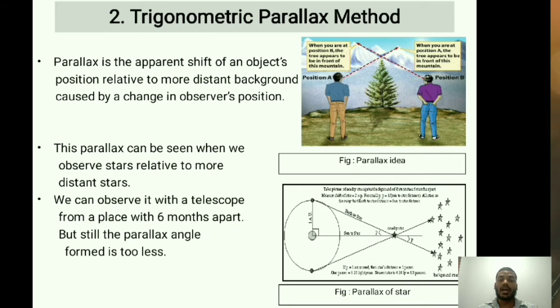Now, the second technique I have used here is the trigonometric parallax method. Parallax is a concept of geometry. It is the apparent shift of an object's position relative to a more distant background with respect to the change in the observer's position. We can observe it in stars also, but it is very small and it cannot be seen by naked eye. We can see it with a telescope.